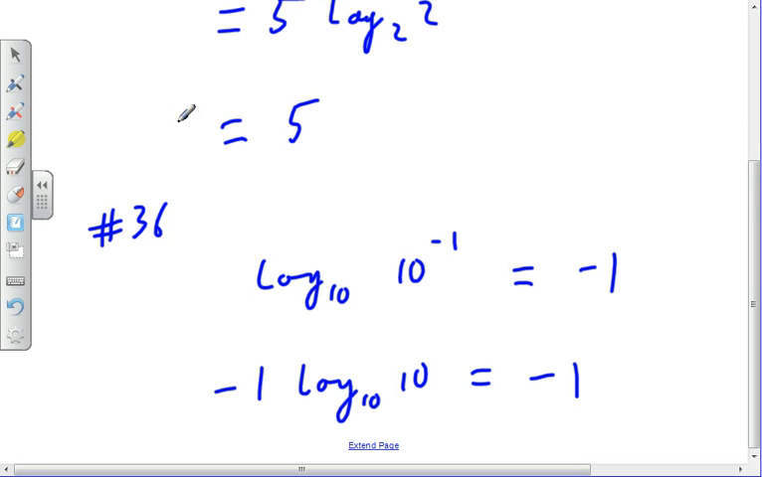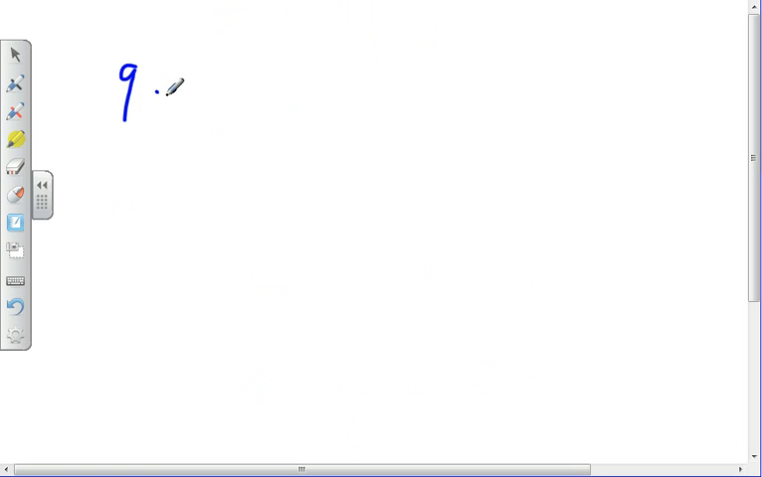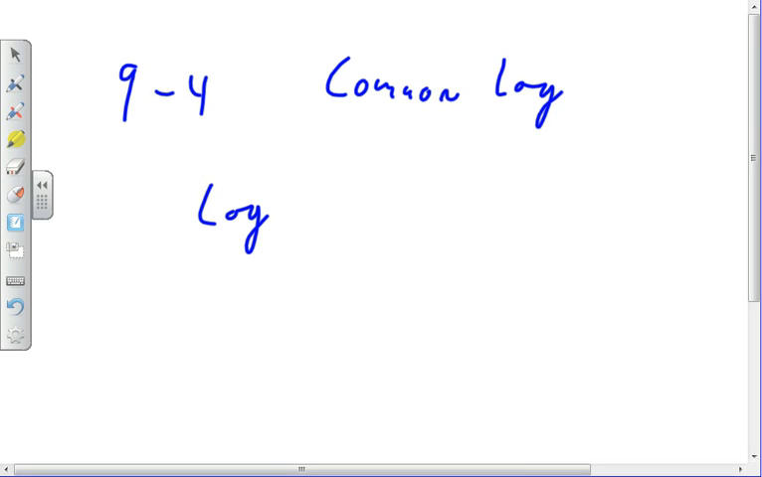Okay, so now we get to go backwards. 9-4, we get to go to common logs. If I just write down log, and there's no number there for the base, then that implies base 10, which is the common log. If I don't tell you what the base is, then it's base 10. Your calculator has a log key, LOG, that's base 10. It can't be anything else. Your calculator is always base 10.